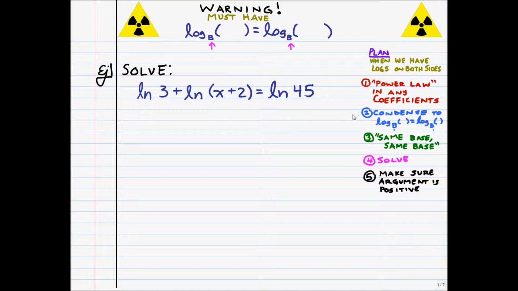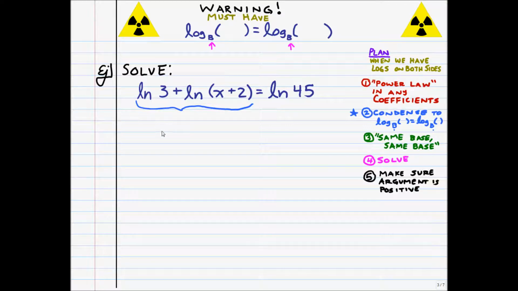The second step though, right here where we condense to log base b equals log base b, we are going to need. And the reason I know that comes from the fact that I've got two logs over on the left side. And it only works, as it says everywhere here, if we only have one log equals that same log on the other side. So we need to first condense this to one log.